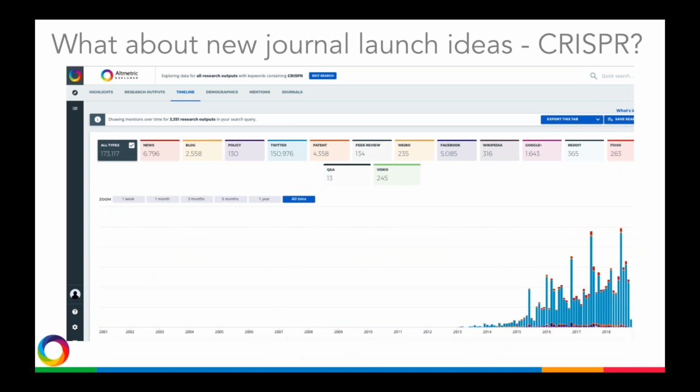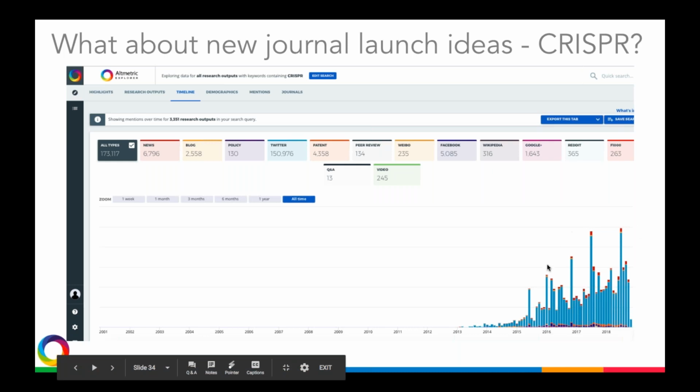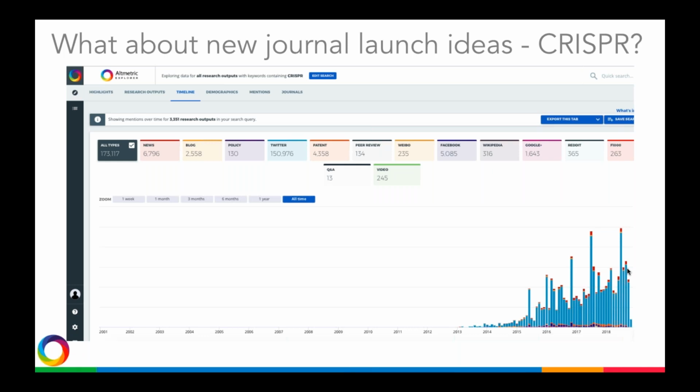Okay, so I do think that there are also ways that the Altmetric Explorer can give you a sense of new areas in which you can launch new journals, and that is by looking at what's happening over time with attention. I'm cheating a bit by choosing CRISPR because we all know there's been a huge amount written about it, but that's what makes it so fun. And you can very clearly see here a huge upward trend if we plotted the trend line in mentions about CRISPR.